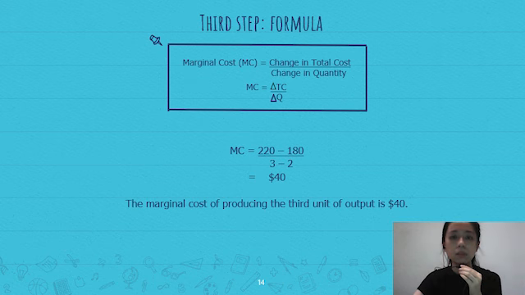The last step, we also use the formula for marginal cost. Marginal cost is equal to the change in total cost divided by the change in quantity. Marginal cost equals $220 minus $180 divided by 3 minus 2. The final answer is $40. So the marginal cost of producing the third unit of output is $40.